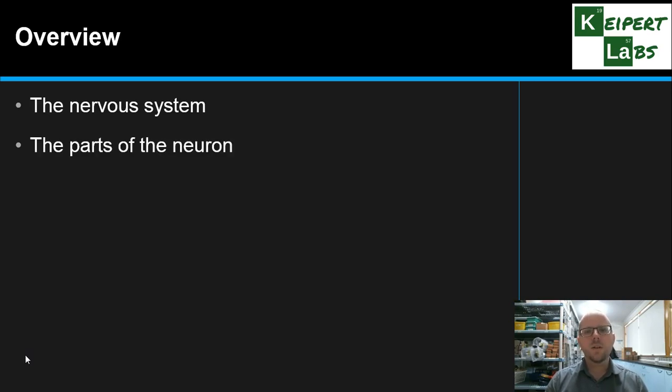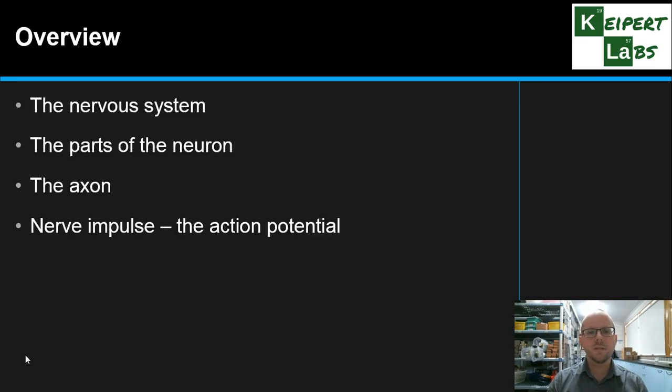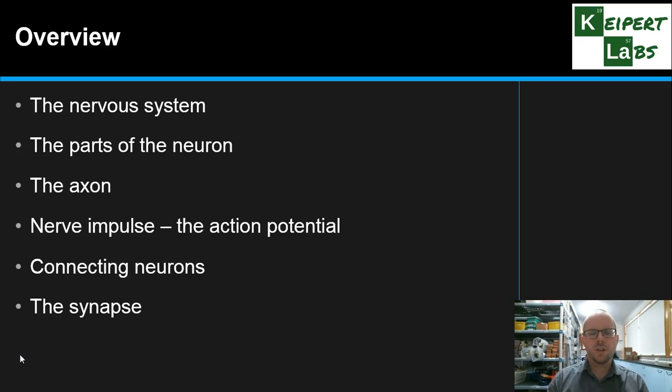We're then going to take a close look at the parts of the neuron, specifically focusing on one part called the axon, and its particular structure and how that enables your nervous system to send signals. We're then going to look at how a signal is able to travel through a nerve cell or a neuron from point A to point B. We're going to look at how neurons connect together, which involves talking about a thing called the synapse, which is the connection between two neurons, and then also talking about the chemical messengers we call neurotransmitters.